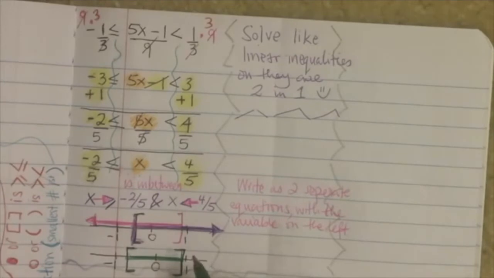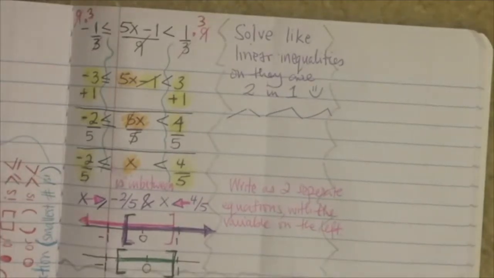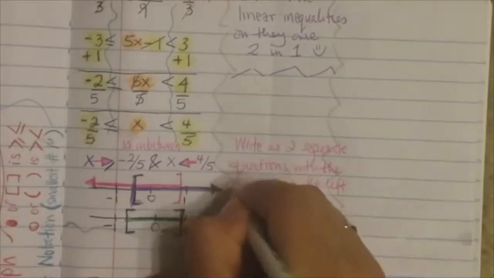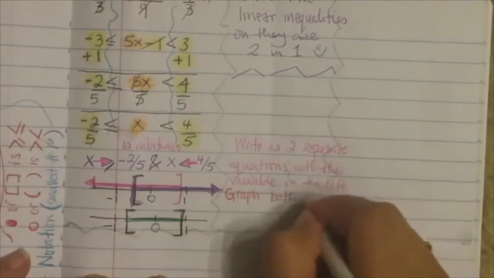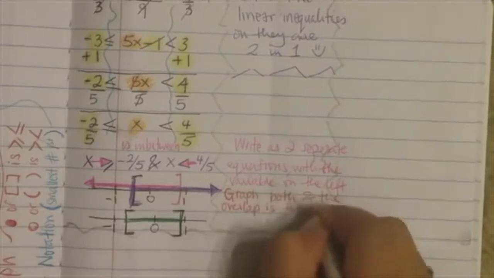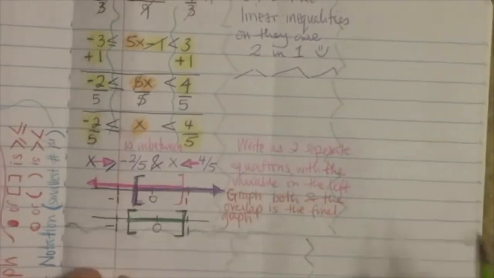And I'm sorry, could you correct the one on the right hand side? It's supposed to be an open parenthesis. The one on the right is supposed to be a bracket and then an open parenthesis. And I think I corrected it a little later. Alright, so graph both, and the overlap is the final answer. So graph both and the overlap is the final graph.